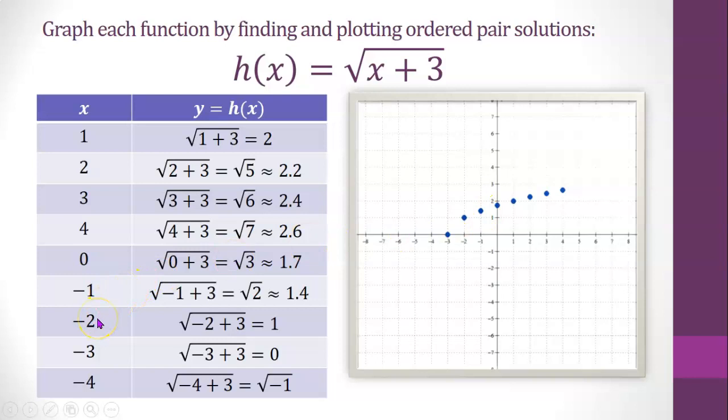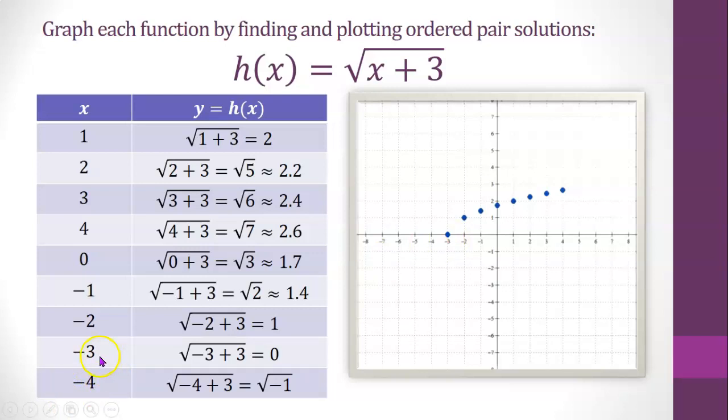When x is -2, -2 plus 3 would be 1 under the square root sign, and then the square root of 1 is just 1. So that gives us a point at -2, 1. If x is -3, if we put -3 in for x, -3 plus 3 would be 0. The square root of 0 is 0, and that gives us a point there at -3, 0.